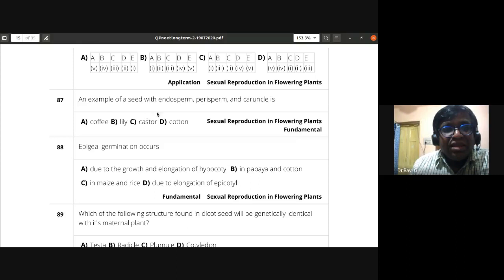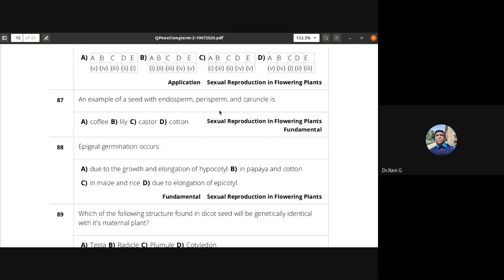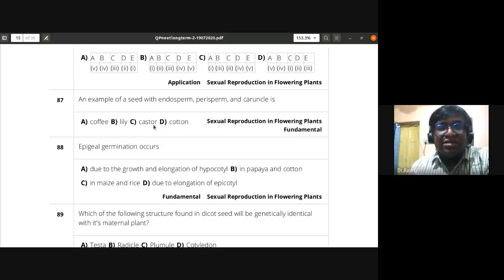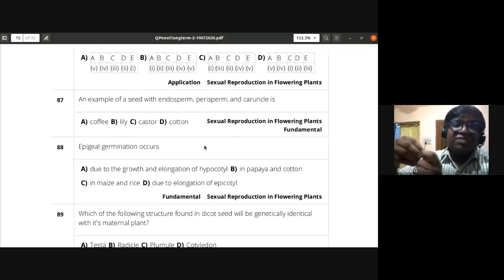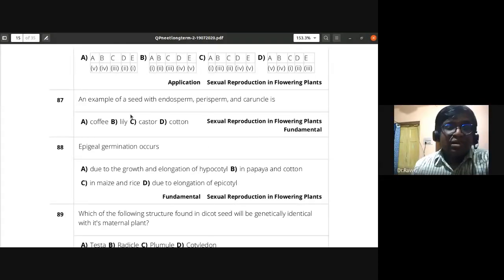87th question. An example of a seed with endosperm, perisperm, and caruncle. All these three things you can see in castor seed, Erand bija. So that is castor seed. You can notice endosperm, perisperm, and caruncle. See, in the seed, there is a white cap-like structure. In this castor seed, we call it caruncle. This is noticed in castor, 87th.